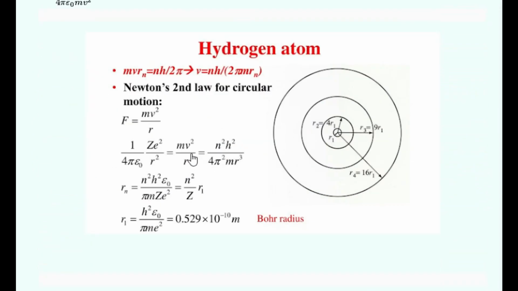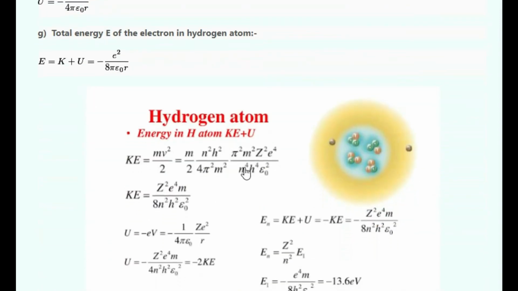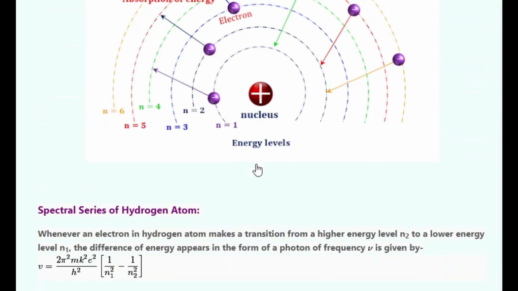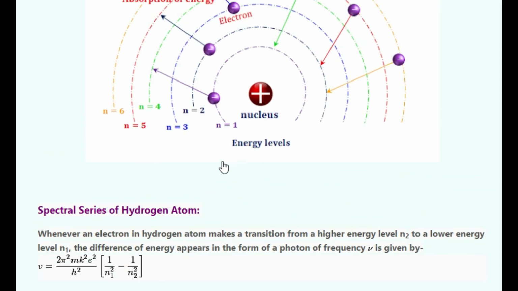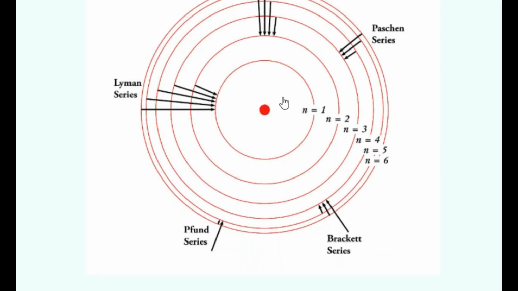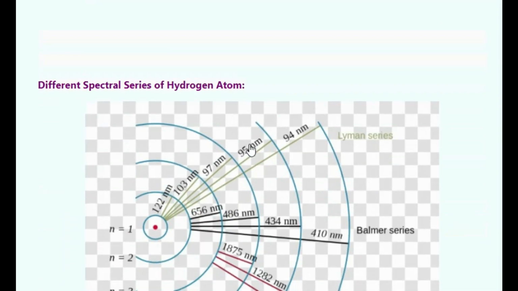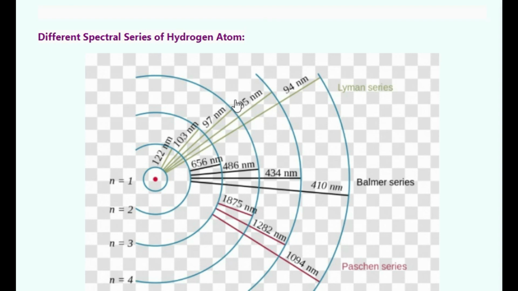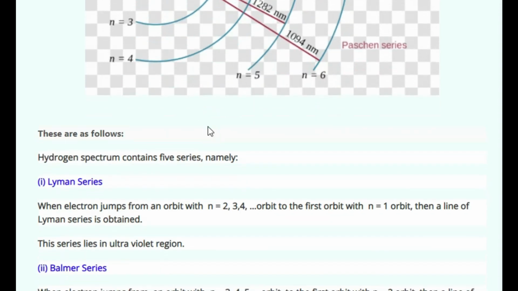Then we shall move towards Bohr's postulates of hydrogen atom, Bohr's theory of hydrogen atom. Then we shall have its mathematical approach, the different energy levels, and the related spectral series in the order L, B, P, B, P. That means the Lyman series, the Balmer series, the Paschen series, the Brackett series, and the Pfund series. And after studying these, we shall move towards different spectral series of hydrogen atom and their related wavelengths.